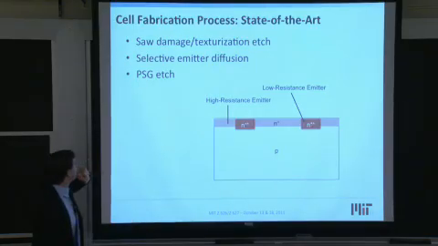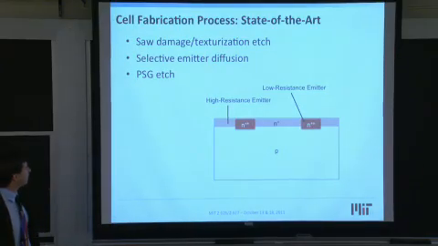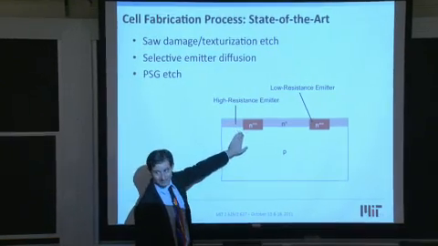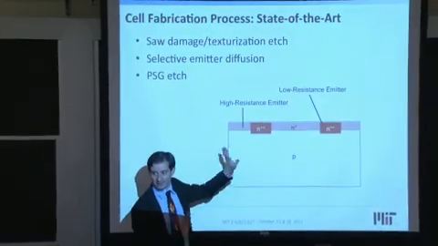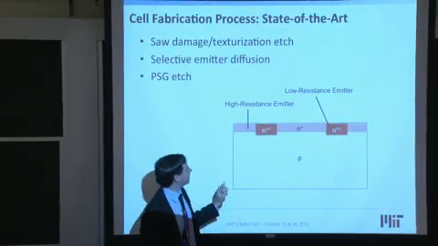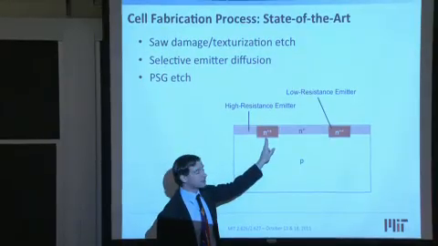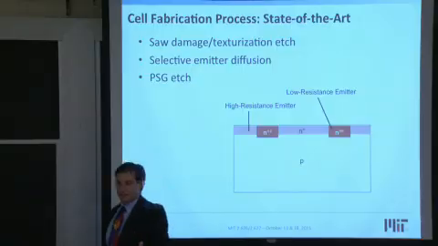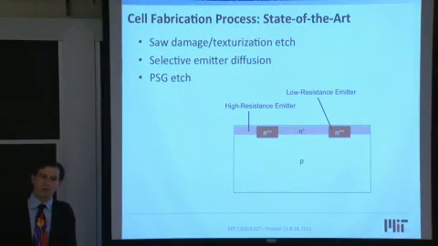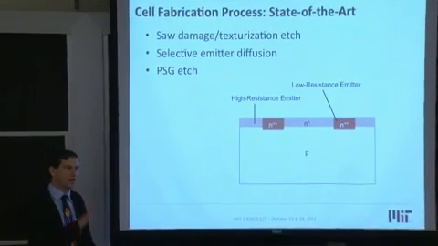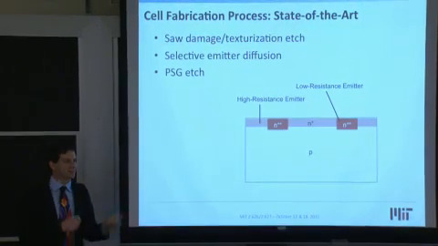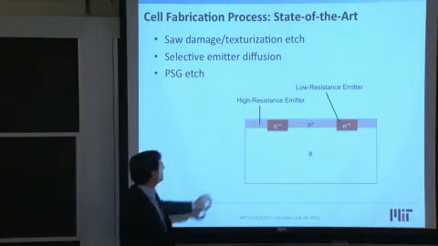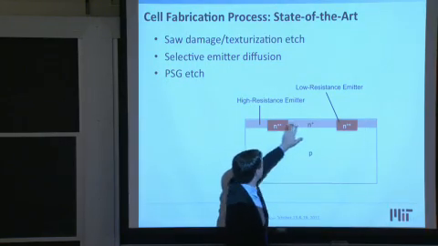The first step after the saw damage etch is to do what's called an emitter diffusion to create your PN junction. And typically what we do is deposit a lower resistance or more highly doped, that's why we have the 2 pluses here, that means very highly doped, emitter right underneath where the eventual contact metallization will go. That's to reduce the contact resistance. That's to create the tunneling junction between the semiconductor and the metal. Okay? So we have the high resistance emitter over here.